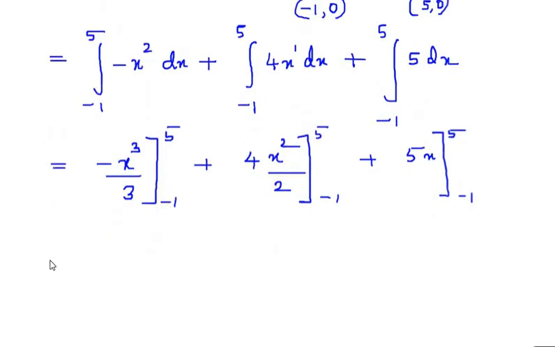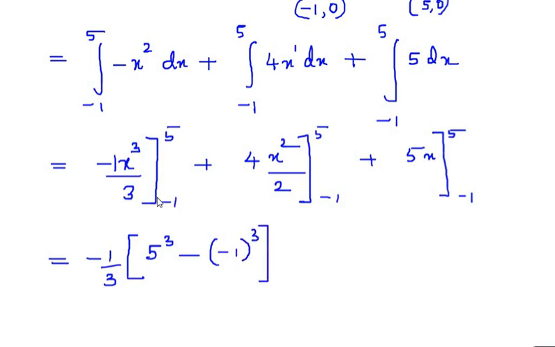Now moving forward, let us start substituting here. As you can see, it is negative 1 over 3. So let me take out the constants, -1 over 3. In the bracket, in place of x, first substitute the upper limit. So it becomes 5 cube minus the lower limit. The lower limit is -1, again substituted in place of x. So -1 cube. So this is done for the first term.